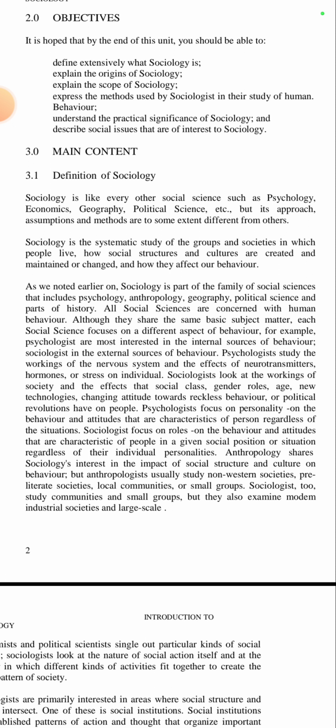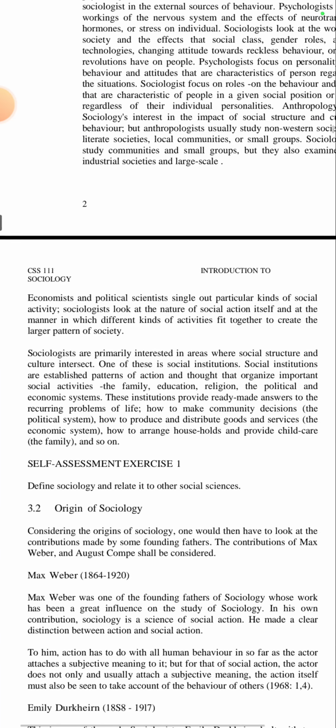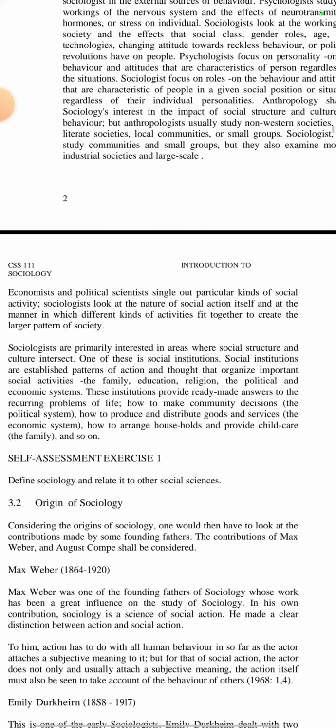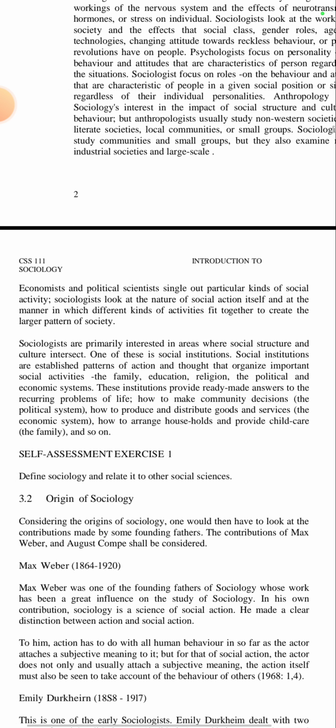Anthropology shares sociology's interest in the impact of social structure and culture on a small literate society, local community, or small group. Sociologists too study communities and small groups, but they also examine modern industrial societies and large scale ones. Economists and political scientists single out particular kinds of social activity. Sociologists look at the nature of social action itself, at the manner in which different kinds of activities fit together to create the larger pattern of society.